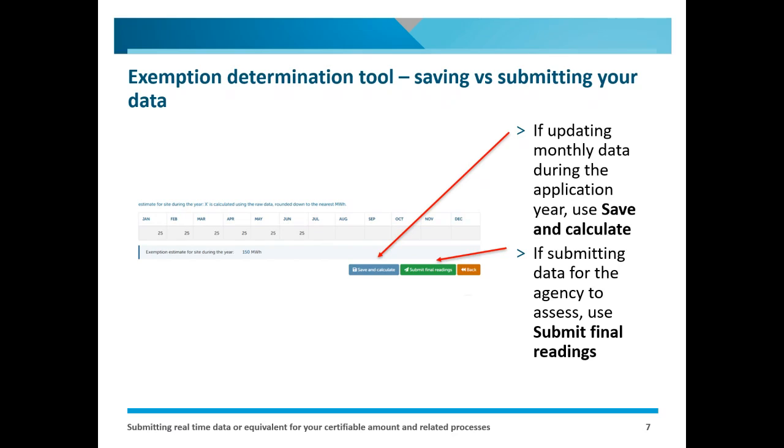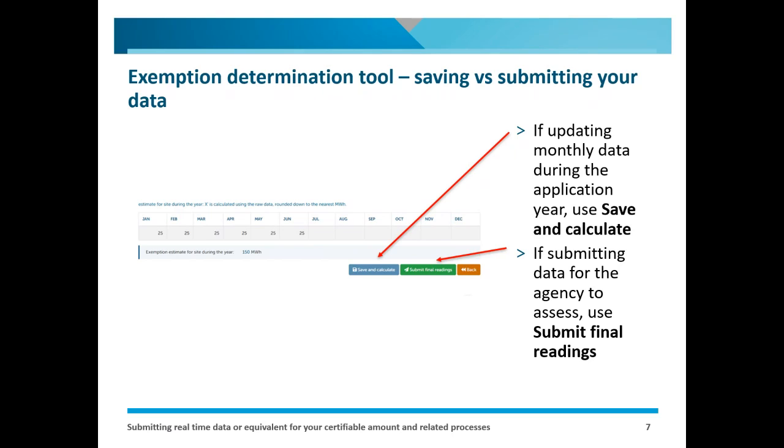Exemption determination tool, saving versus submitting your data. To manage your exemption determination tool data, there are two options available at the bottom of the screen. These options are Save and Calculate. If you are updating monthly data during the application year, do this. Submit final readings. If you are submitting your final data inputs and intend to submit to the regulator, do this.